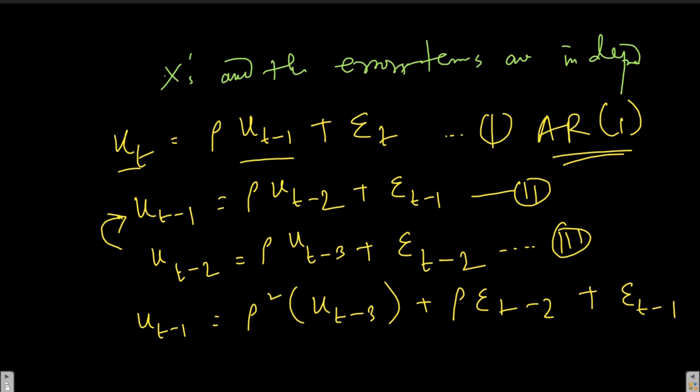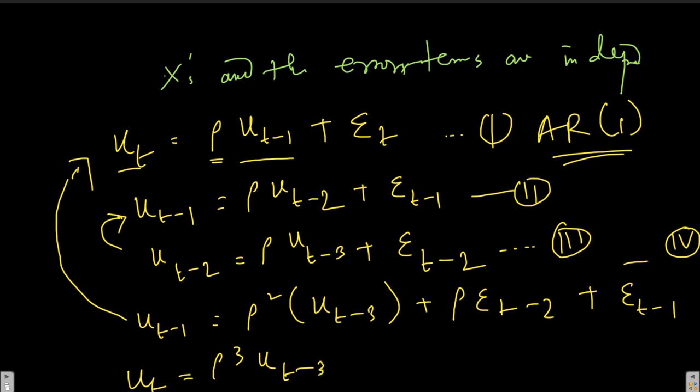Now what if I substitute 2? So now I've got, let's say, equation 4, and now I substitute 4 into 1. What I'll get is u_t is equal to, now I get this rho here, so I multiply the whole thing: rho cube u_{t-3}, plus rho square e_{t-2}, plus rho e_{t-1}, plus e_t. Okay, so now let's say this is equation 5.